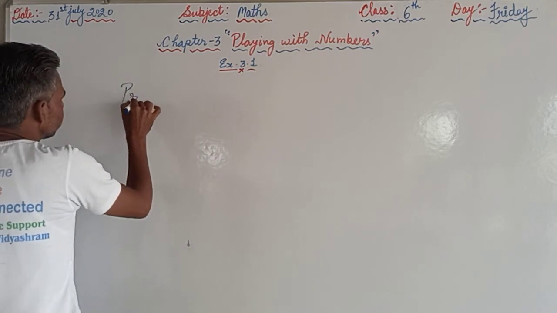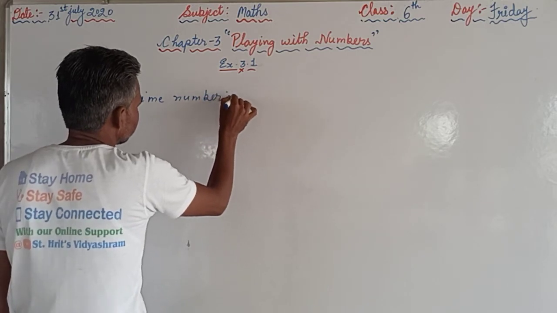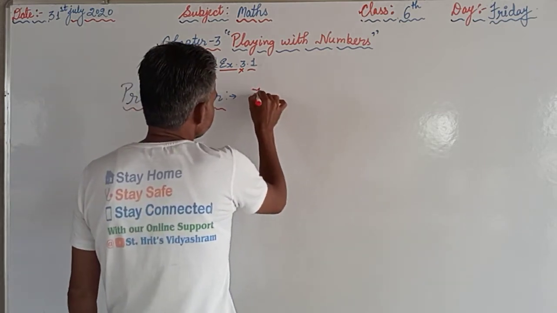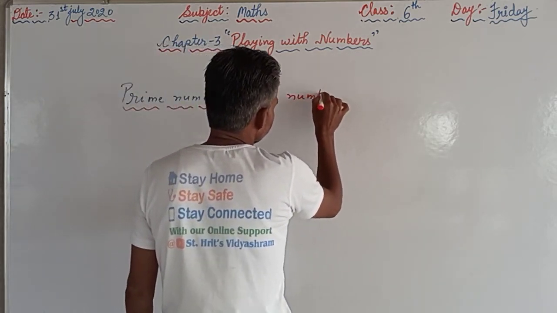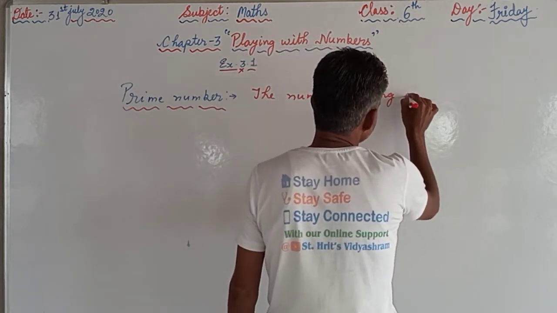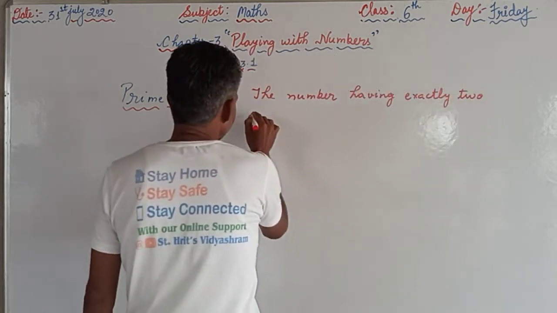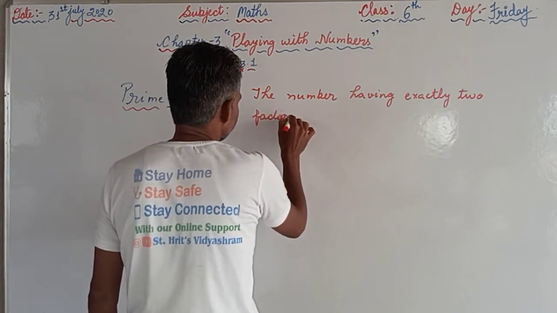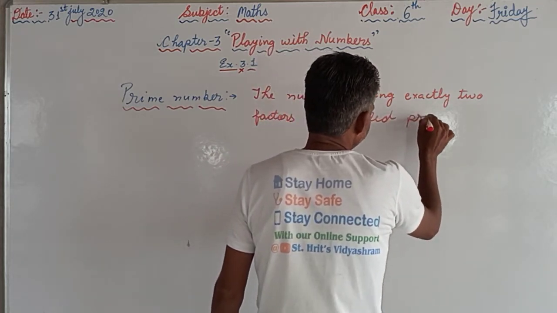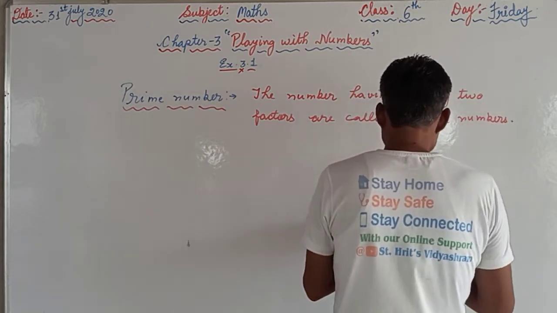Prime numbers. What are the prime numbers? Prime numbers, the numbers having exactly two factors are called prime numbers.